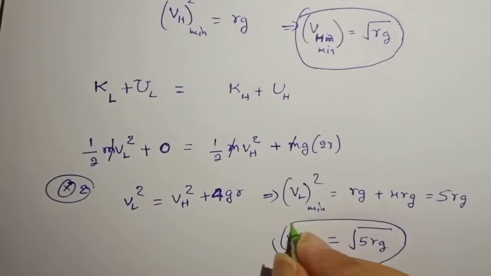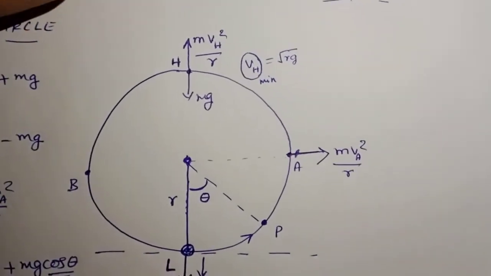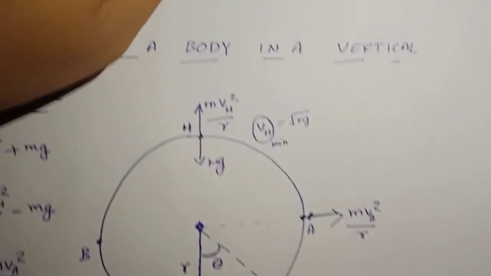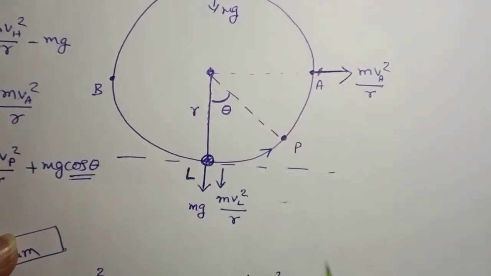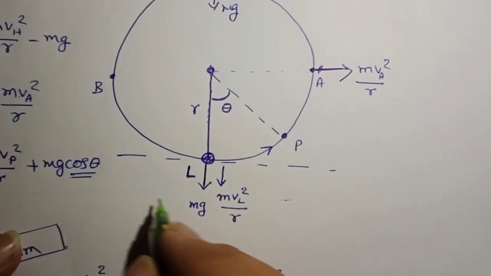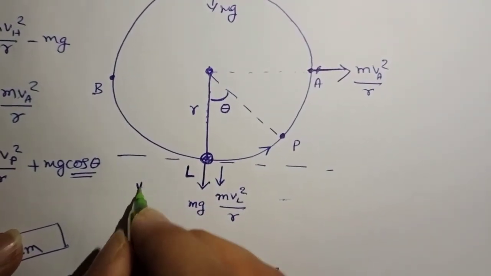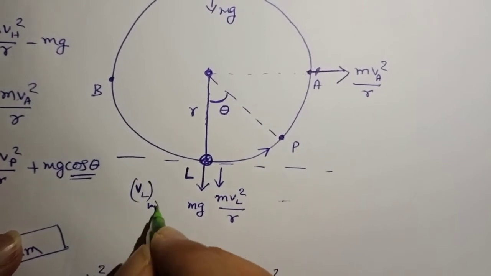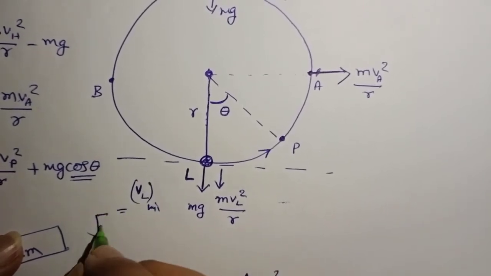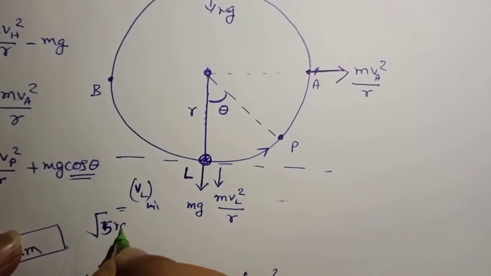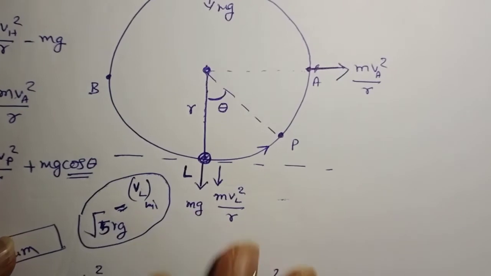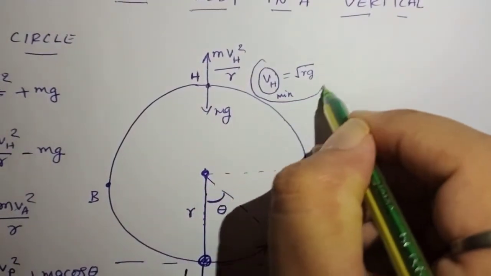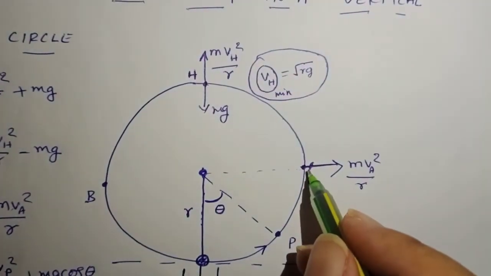Similarly, I'll use the law of conservation of mechanical energy to calculate the minimum velocity required at point A and point B. At point L, what is the minimum velocity required? vL minimum to complete a vertical circle is equal to square root of 5rg. vH minimum equal to square root of rg. So what is the minimum velocity required at point A?